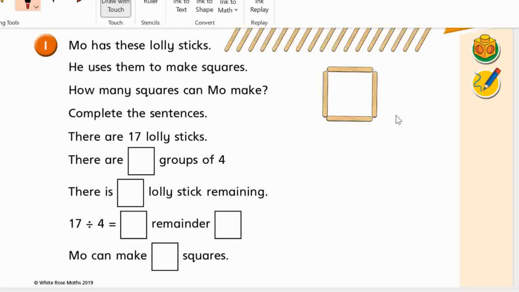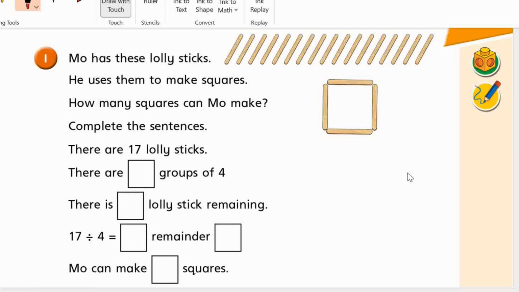Mo has these lolly sticks, okay? I can move up. So now there's 17 lolly sticks. I won't count them all. I trust that they're telling me the truth. He uses them to make squares, okay? And how many sides does a square have? It has 4 sides, okay? Just making sure, because that means he needs 4 lolly sticks to make a square.